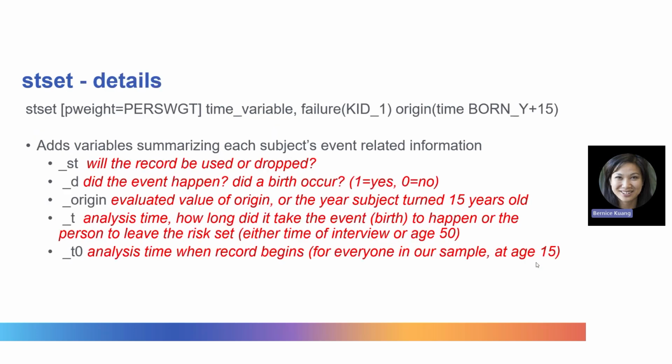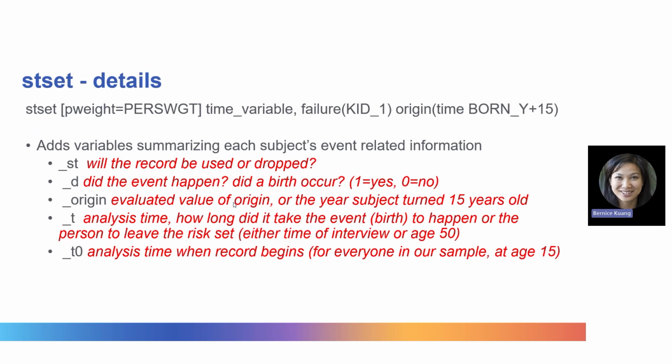So these are the variables that are then calculated by Stata and added to the data set when you stset your data. So this variable underscore st indicates, will this record be used or dropped? A 1 indicates it'll be used, a 0 means it'll be dropped. Underscore d is, did the event happen? Did the event of interest happen? Did this record, this person, have a birth? And 1 is, again, yes, and 0 is no.